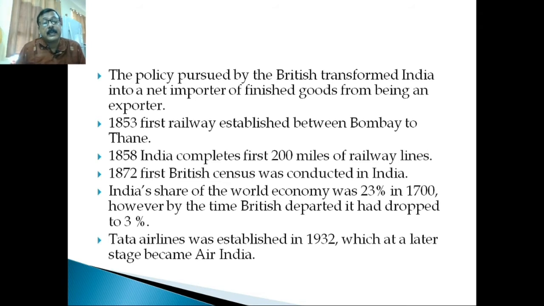Now the next point, as I already told you, is that India's share of the world economy was 23% in 1700. That means just before the British came to our country. And when they left India, the share of India in the total international trade came down to only 3%. So you can imagine what types of policies were pursued by the British in India so that their interests could be served, and they never bothered about the conditions that were created due to their rule in India.